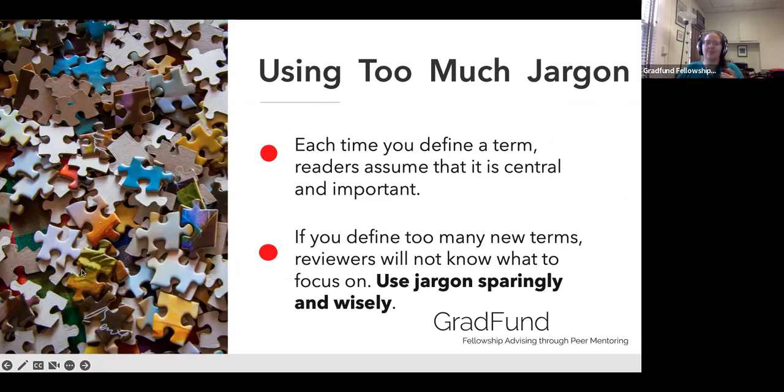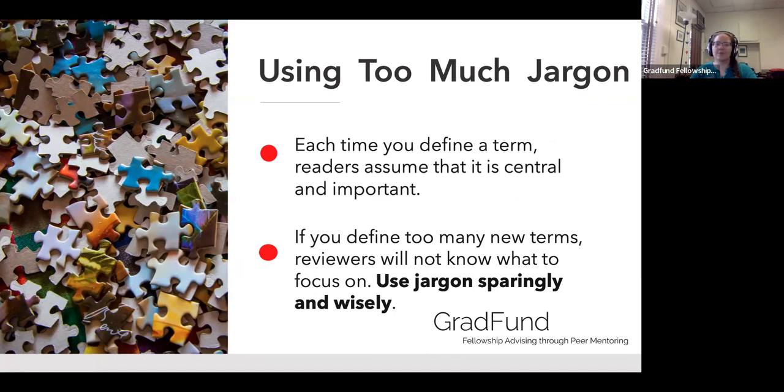So one thing to note: first I said, don't use jargon. Then I said, sometimes you can use jargon. And now I want to say, each time you define a new term, readers will attend to that. They'll assume that it's really central and important.